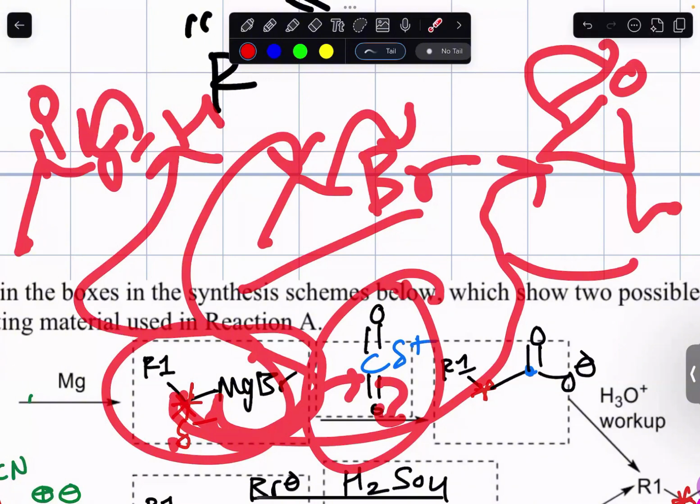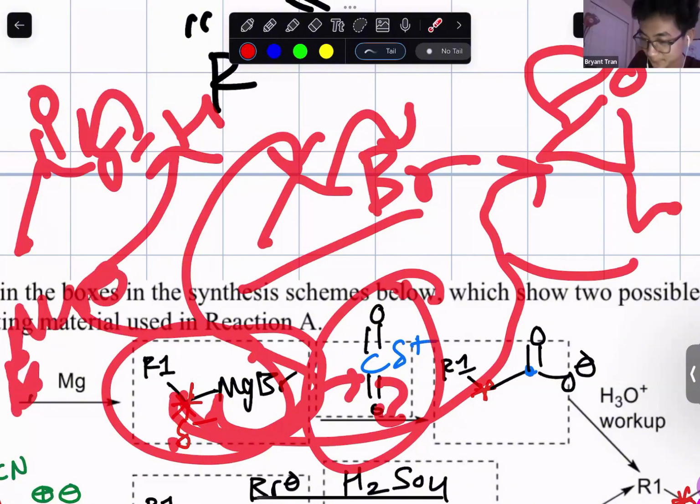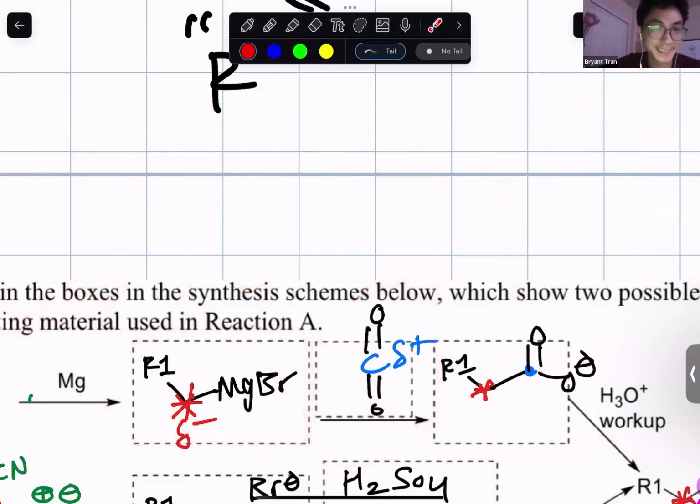Right. Okay? So it could be a nucleophile and a strong base like that. Okay. Right. Gotcha. Okay. Yeah. Thank you. Of course.